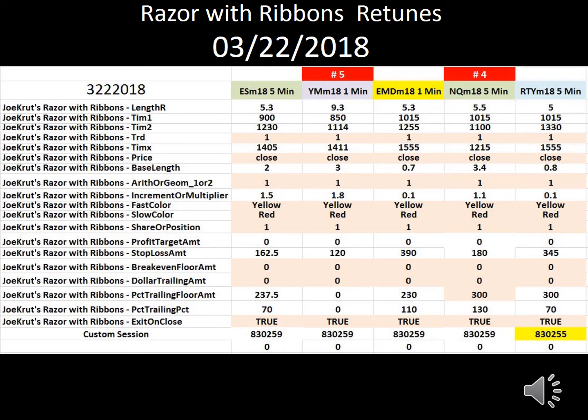Here's the razor with ribbons tunes, and I want to bring your attention to number 5. That's the mini Dow. If you're looking for something to add that doesn't need a whole lot of trades, but you want to do something else, take a look at the mini Dow on the 1 minute. It's only a $120 stop. It doesn't have any trails on it. It trades till 2:11 in the afternoon, Chicago time. It's got a wide window as far as when it's taking trades. So it's something to look at if you want to add some more trades and not have a tremendous amount of risk on any one trade.